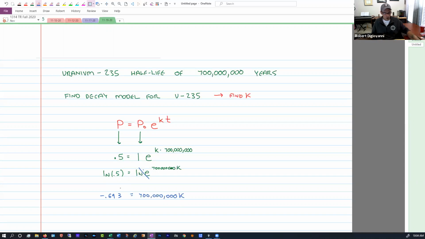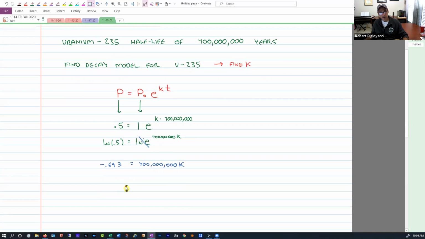And now to solve for K, what do I have to do? Divide everything by 700 million. So I have to take negative 0.693, divide it by 700 million. And that should be our K. Now this is going to be a very, very small number. Negative 0.693 divided by 7, 1, 2, 1, 2, 3, 1, 2, 3.